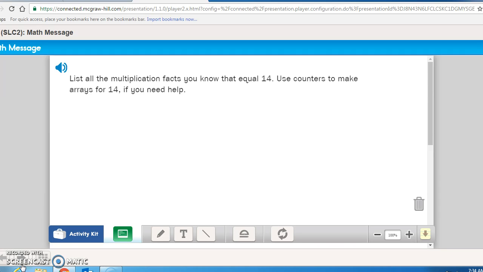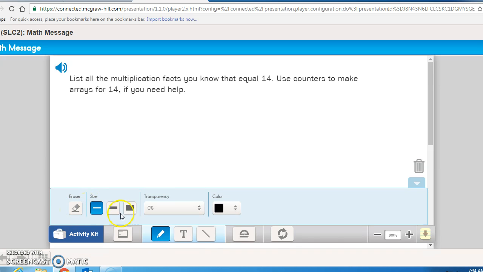List all the multiplication facts you know that equal 14. You can use counters to make arrays for 14 if you need help, like you worked on yesterday. And again, I'm hoping that you're remembering what I have taught you, that we start with the number 1 first. So 1 times 14 is 14. Now we go to the next number, which is 2. 2 times 7 is 14. And we continue to go up.